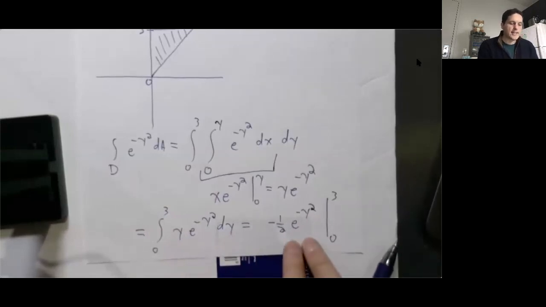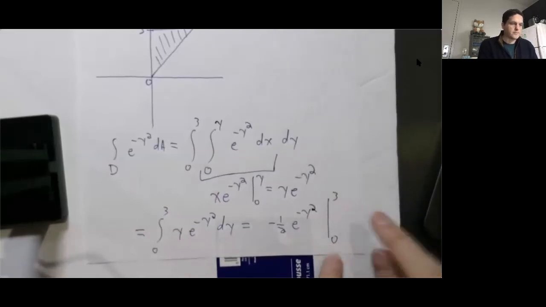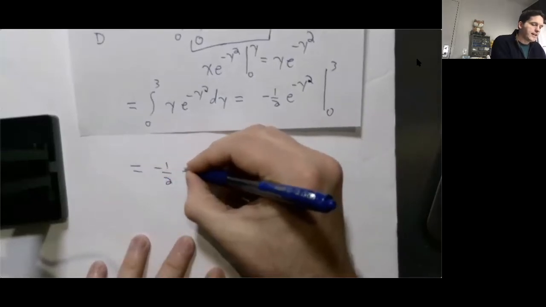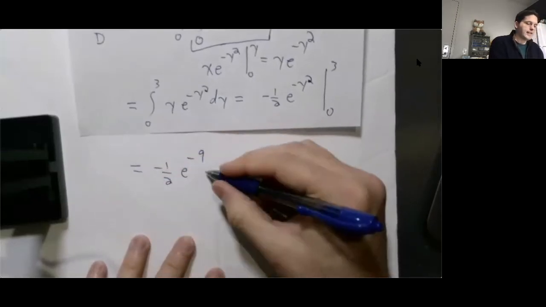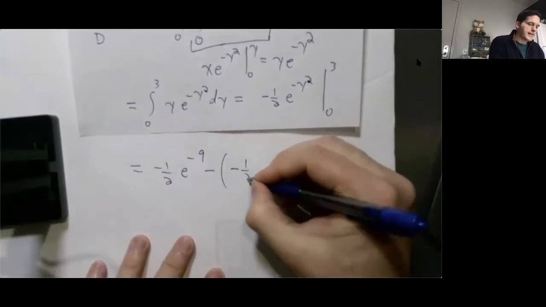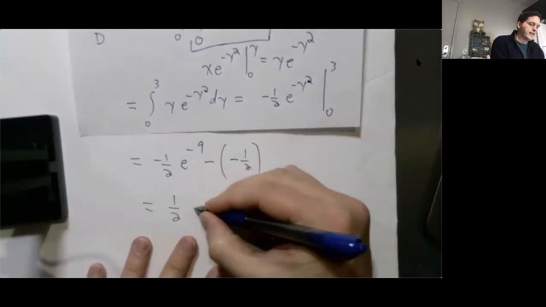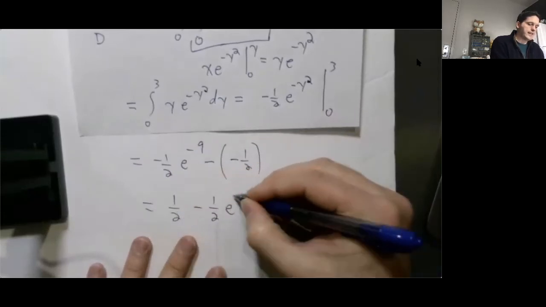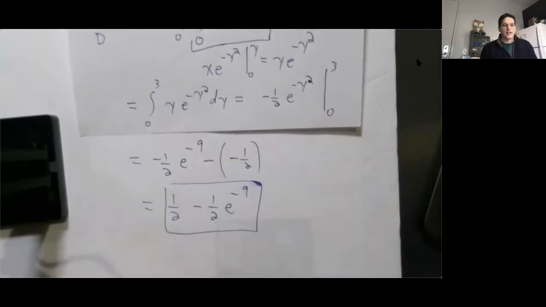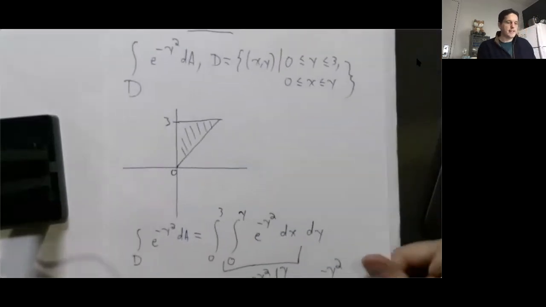Now we're going to take our antiderivative and evaluate it from 0 to 3. When we plug in 3 for y, we get minus 1/2 e to the minus 9. And when we plug in 0 for y, we get minus 1/2. So the final answer is 1/2 minus 1/2 times e to the minus 9. That's our final answer.